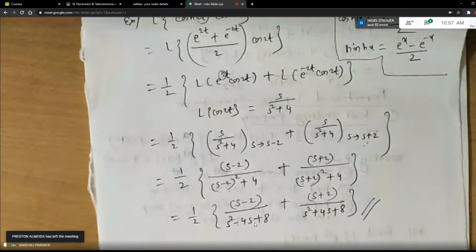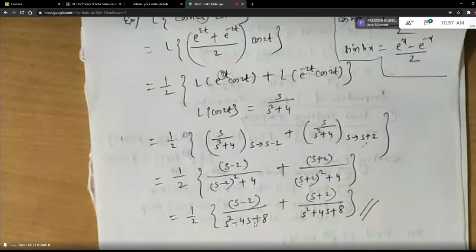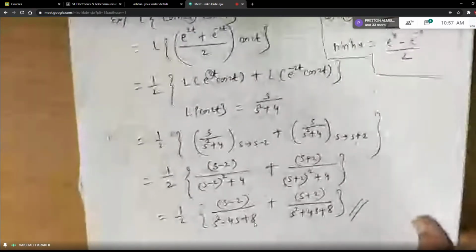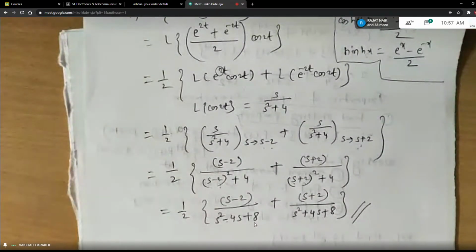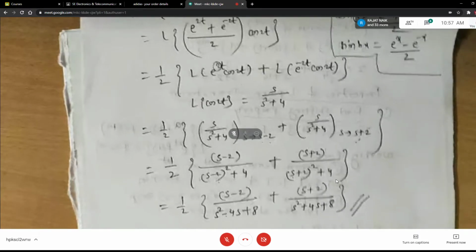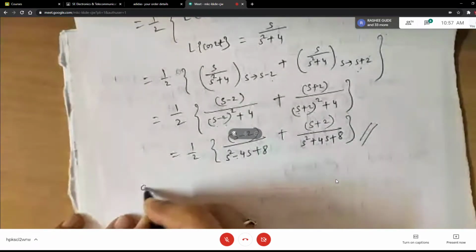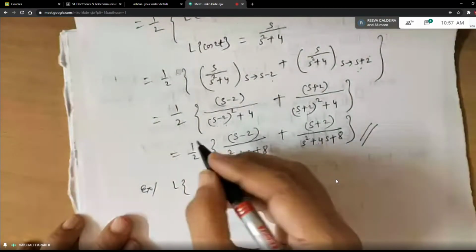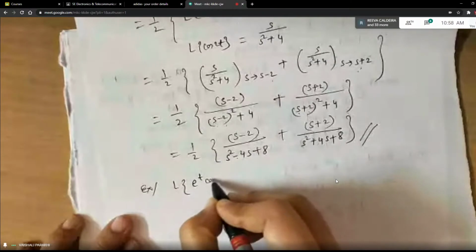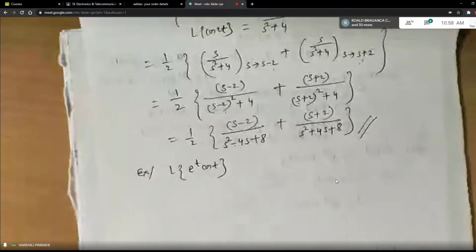See whether all of you understood this first shifting property. Now I'll give you one. Now you solve this, students, quickly. Simple one I'm giving. Laplace of e raised to t cos t. Quickly, all of you. Laplace of e raised to t cos t.